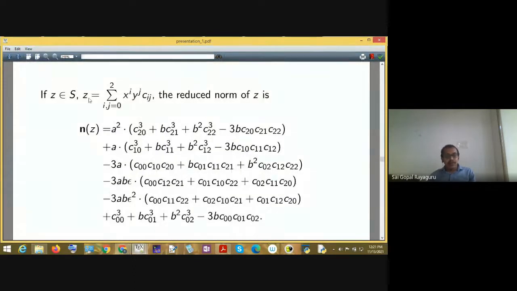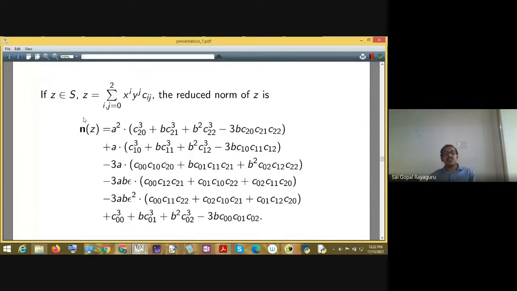If Z belongs to the symbol algebra of degree 3 and Z is represented with this basis, that Z is equal to the summation running over i and j from 0 to 2 of x raised to the power i, y raised to the power j, Cij, these Cij are constants. So they computed the Cij constants while finding the norm, and they arrived at this, that the reduced norm, this is the smallest norm. Okay, they go on further reducing this computation, and they arrived at this.